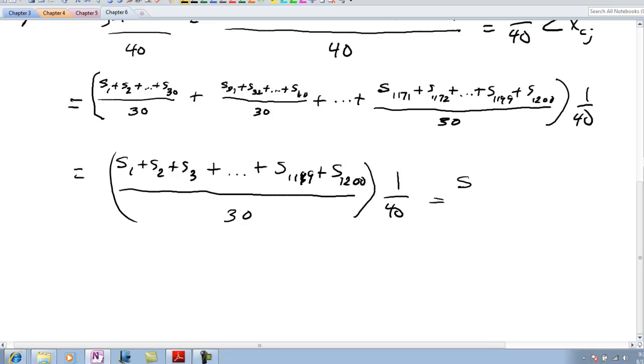And so I get the sum of all my students' grades divided by the number of students I've had, which is 1200. 30 times 40 is 1200. And that is just the mean of all my students. Okay? So I've shown that it is true, that the mean of the sample means is equal to the population mean. In the next video, I'll continue because I'm out of time.